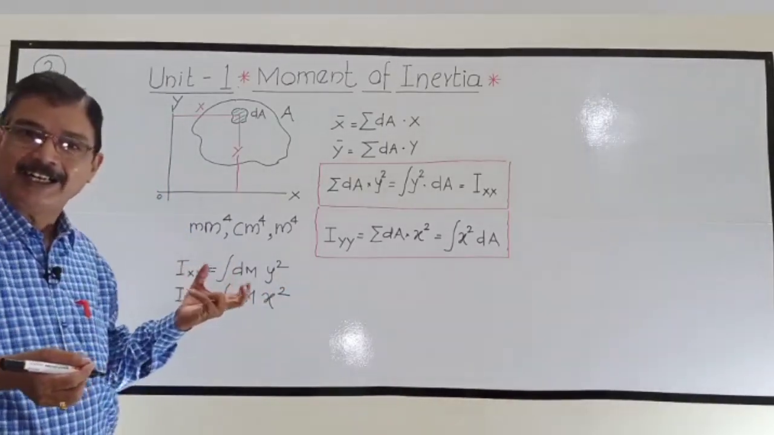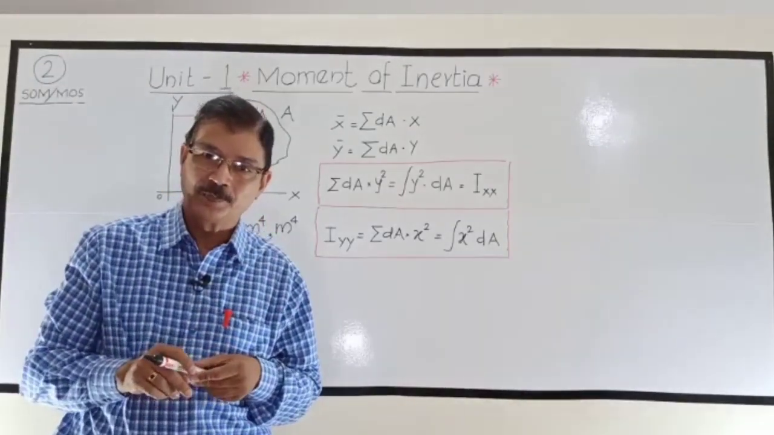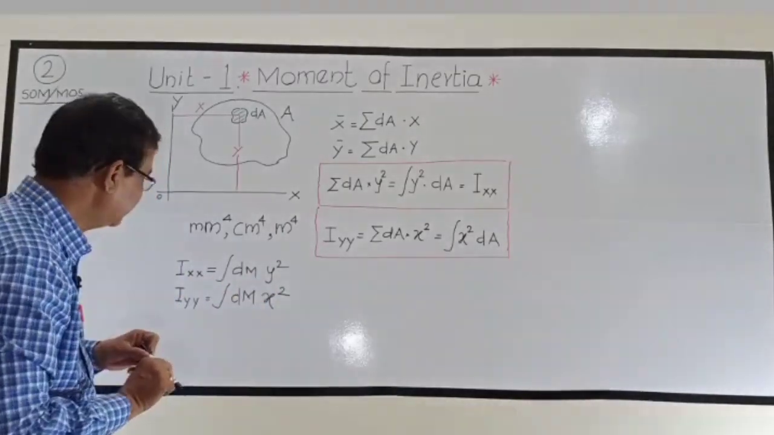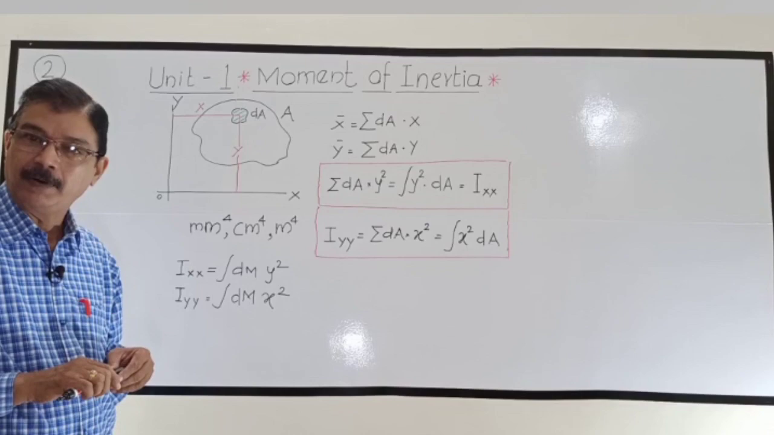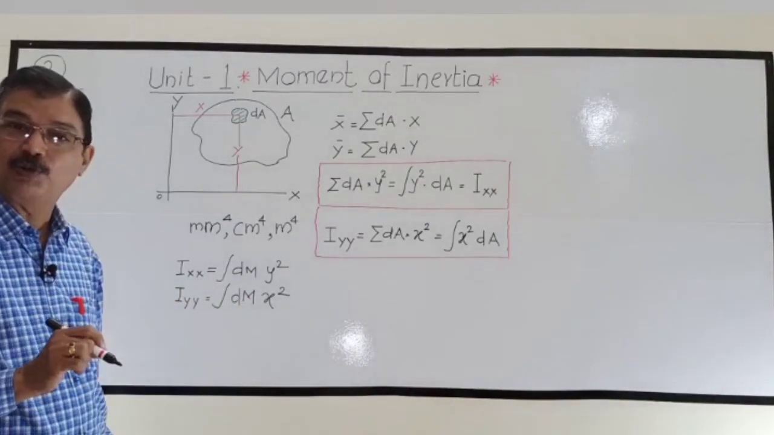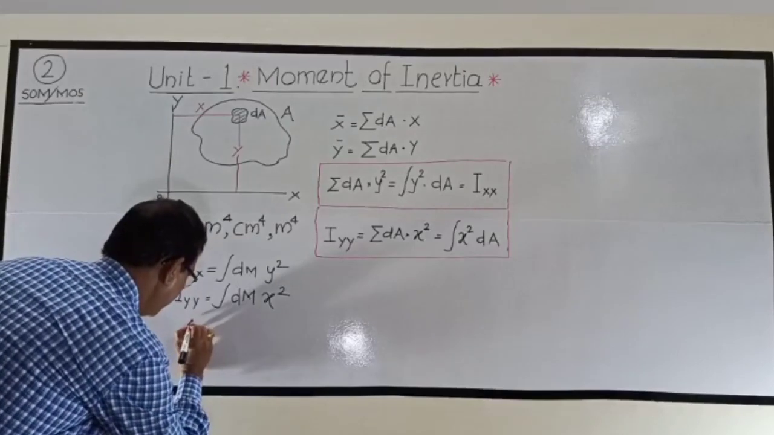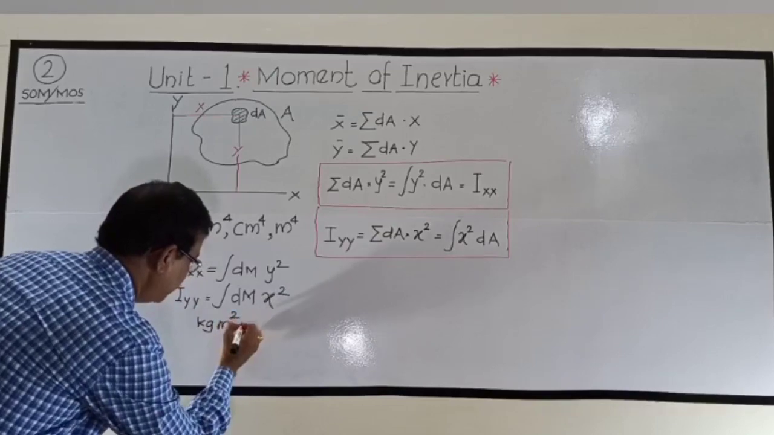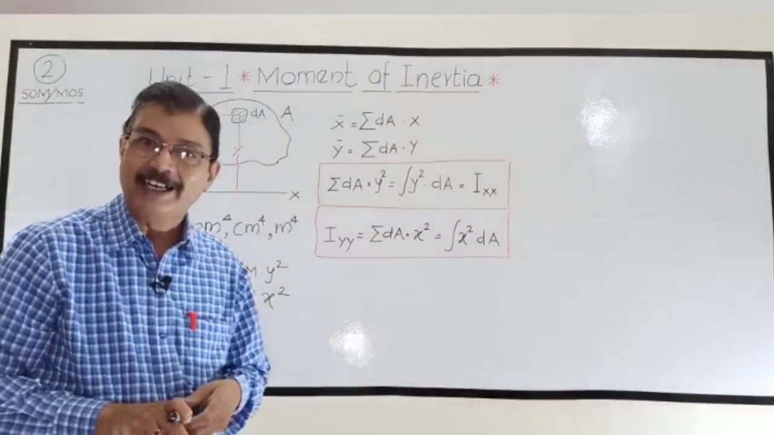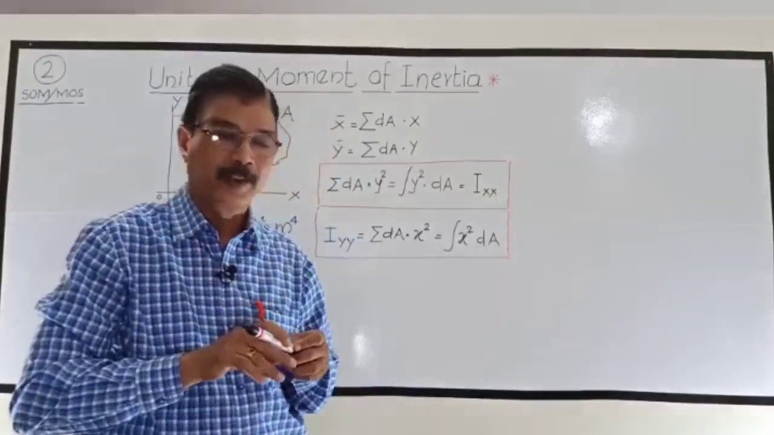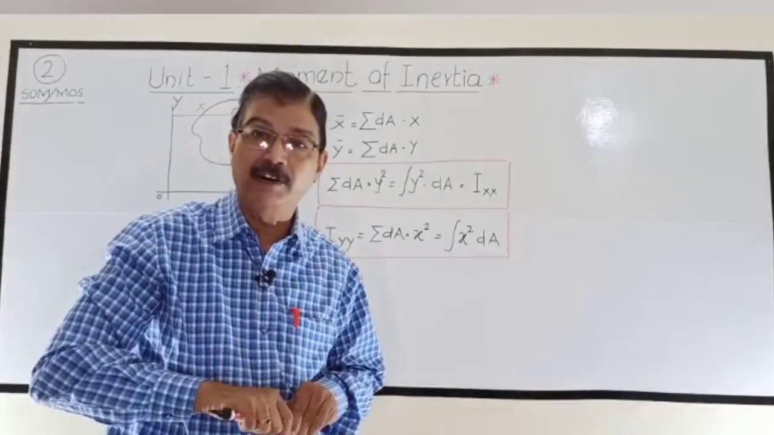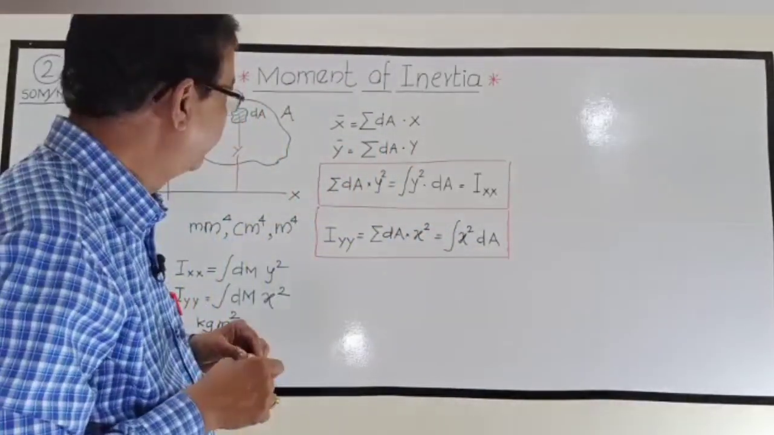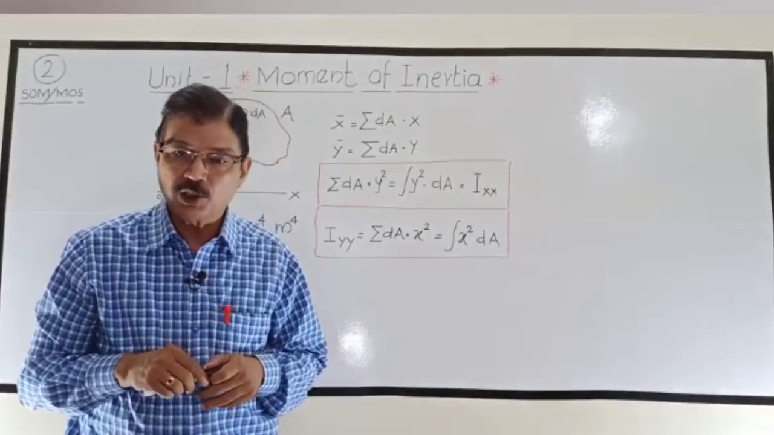Now, this mass moment of inertia is the product of mass and square of the distance. Hence, its unit will be unit of mass multiplied by square of the distance. That is, kg into meter square, kg into centimeter square, kg into mm square, etc. As far as our syllabus is concerned, we have to deal with only area moment of inertia. Okay? Now, let us proceed further.